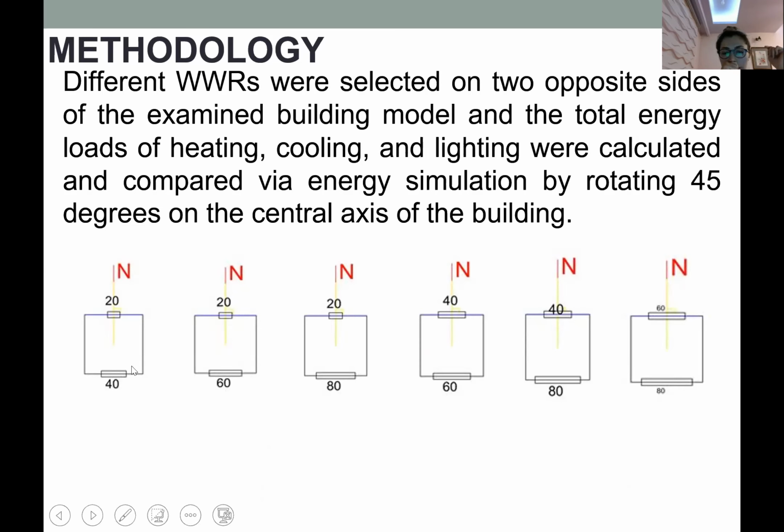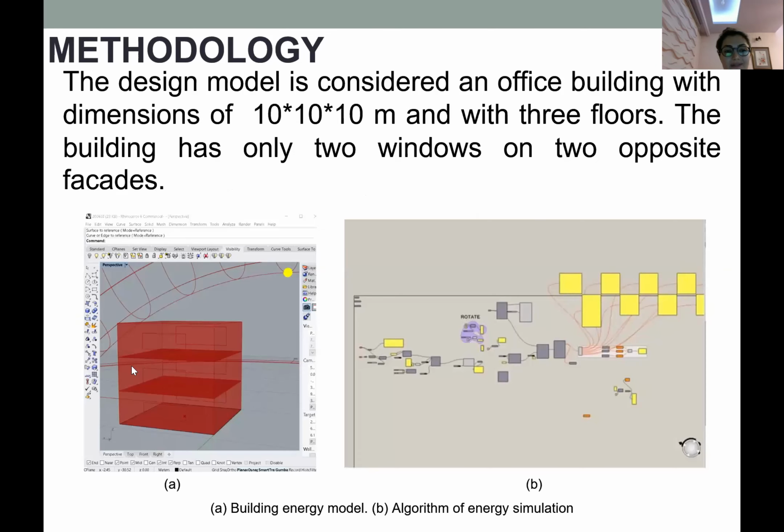in these figures as shown. Two opposite sides of the examined building model and the total energy loss of heating, cooling, and lighting were calculated and compared via energy simulation by rotating 45 degrees on the central axis of the building. The design model is considered an office building with dimensions of 10 by 10 by 10 meters and with 3 floors. The building has only 2 windows on 2 opposite facades.